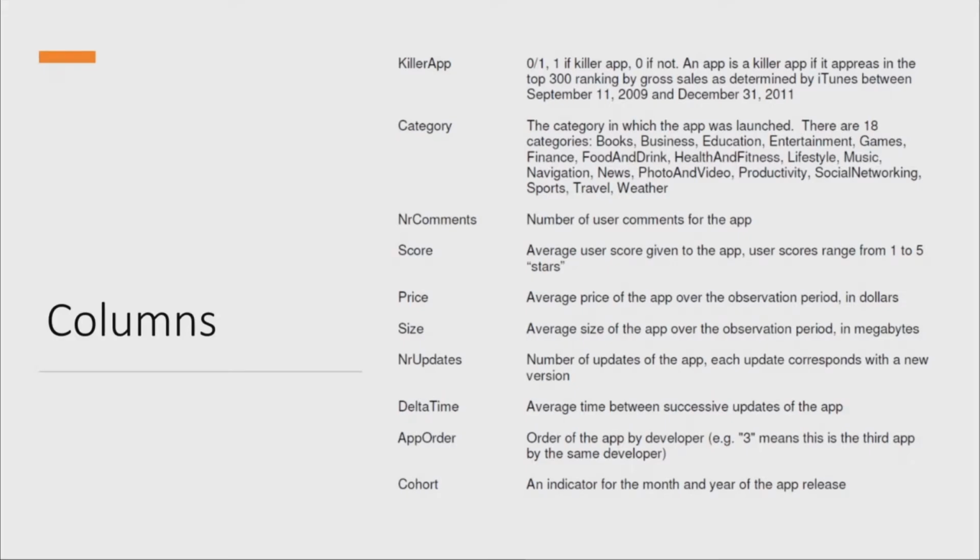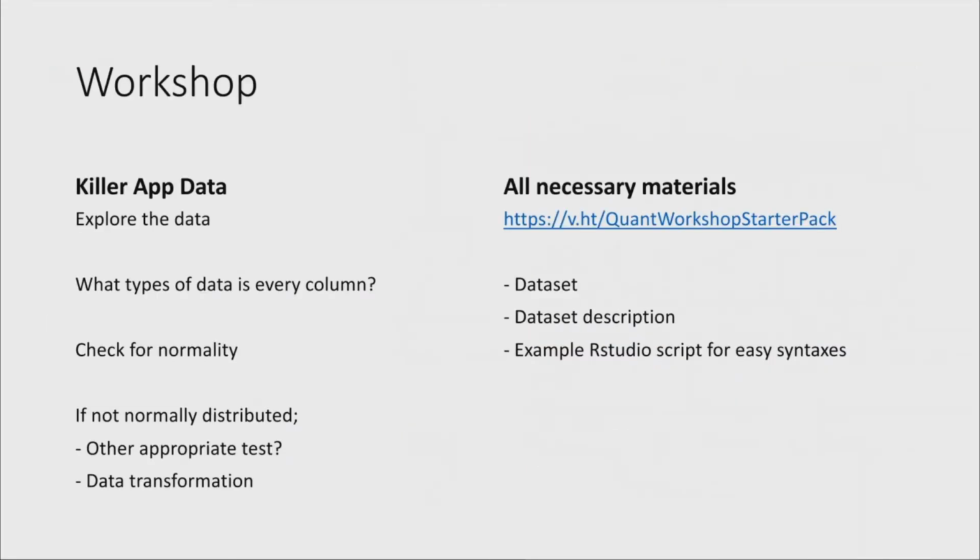And what we are going to do in this workshop now is try to actually explore the data. Think of, can you tell what type of data is in every column? What we just discussed on the nominal, ordinal, interval, and ratio data. Try and see if you can recognize for every column what kind of values you're dealing with. And I would like to ask you to perform some normality tests, so see if there is a normal distribution. And if the data is not normally distributed, see if a data transformation can make it normally distributed.